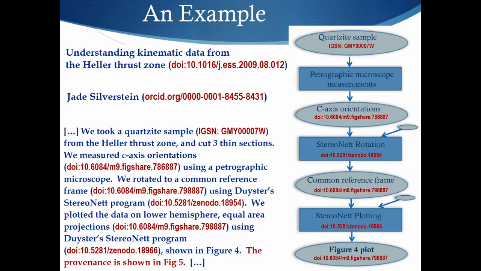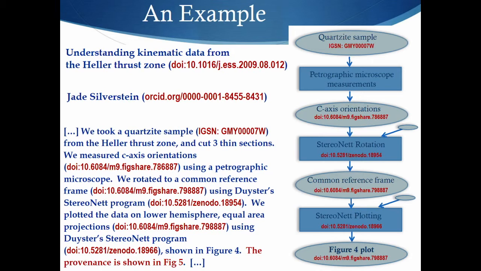And what the paper would look like is that the paper itself will have a DOI, as all papers do. The author would have a unique identifier as well. These are called ORCIDs. That's the one that all the publishers are adopting. So each author has a unique identifier as well. The quartzite sample is given a unique identifier. The C-axis orientations are deposited in a data repository. The common reference frame, the software, the StereoNet program, all of these steps have their corresponding DOIs.